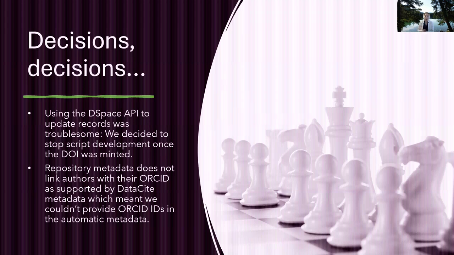We also ran into a conundrum of how to match authors with their ORCID ID when there are multiple authors in a record. Authors are not linked to their ORCID ID in our DSpace metadata, or just DSpace metadata in general, but they are linked in the DataCite metadata. Our solution was to only provide ORCID IDs in the automatic DataCite upload when there's only one author, and provide the list of ORCID IDs to manually add to the DataCite metadata when there are multiple authors.